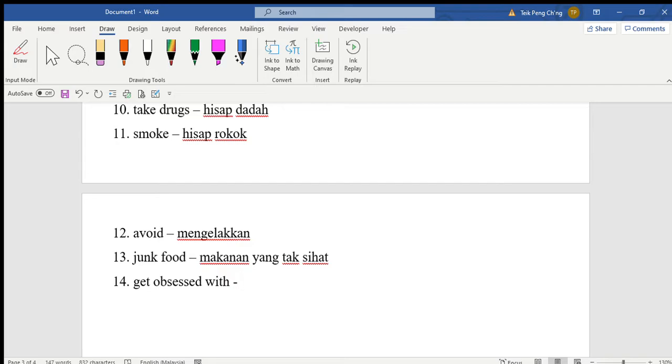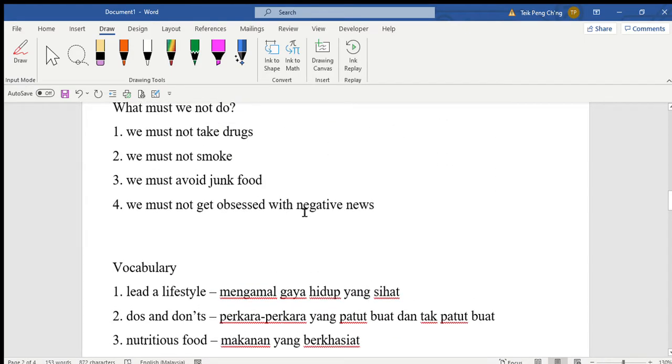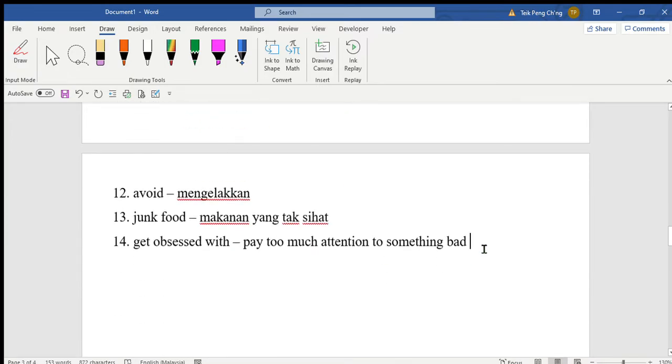Like you pay too much attention to something bad, then you get obsessed with. Like if you get obsessed with handphone, it means that you use too much handphone. Alright, get obsessed with. You memberi terlalu banyak perhatian kepada sesuatu yang tak bagus, yang tak baik. Okay, negative news. Maksudnya berita yang tak baik. Negative news. Berita yang tak baik.